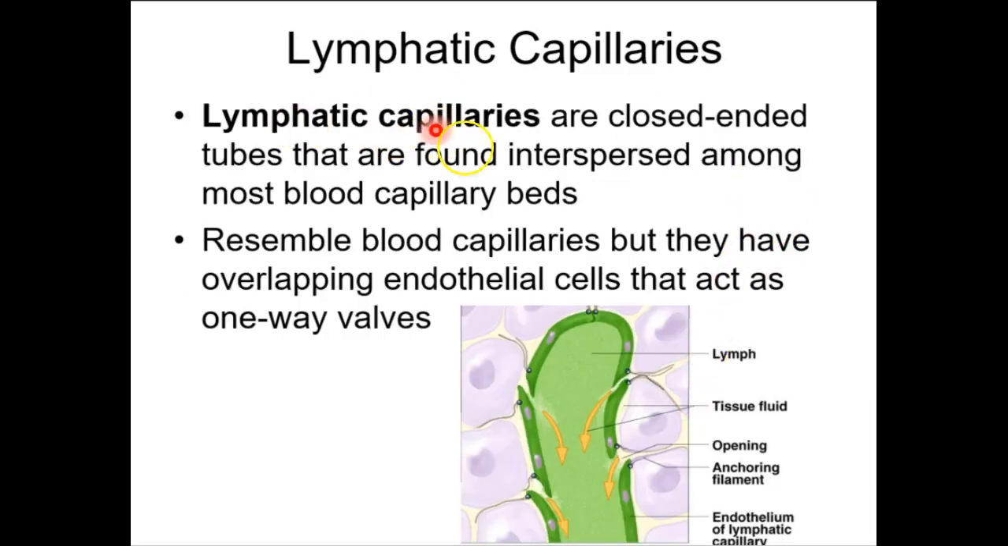So again, lymphatic capillaries, closed-ended tubes. They have a dead end. Fluid is pushed in and doesn't make it back out. Overlapping cells make one-way valves.